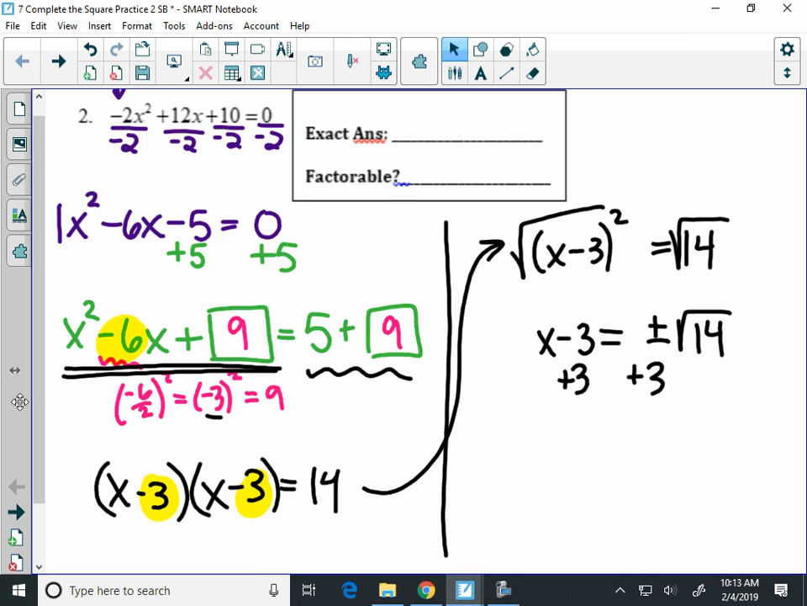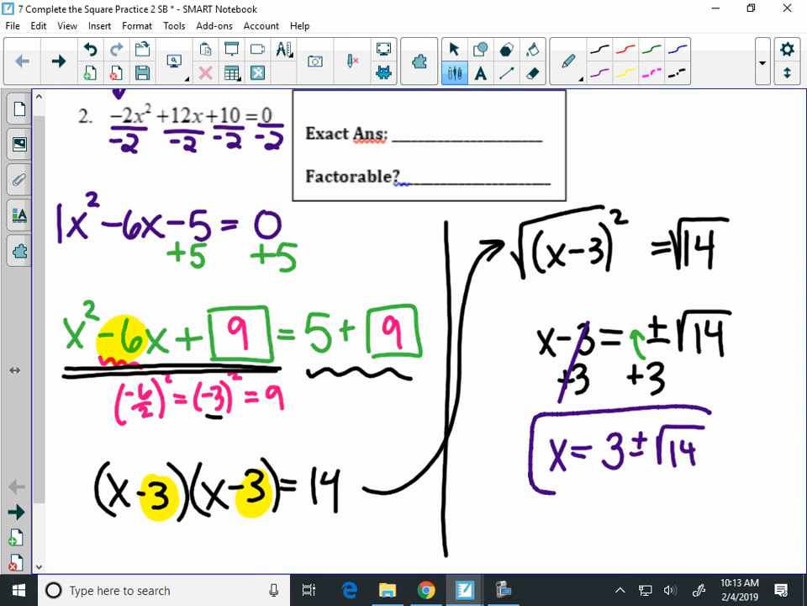I know I've said this a lot, but when you add 3 to both sides, it gets squeezed right in front of the plus or minus. So your answer here is x equals 3 plus or minus radical 14. Those are your exact answers that are going to go up on this line. That's what x equals. Because those are irrational numbers, that means that this quadratic is not factorable.